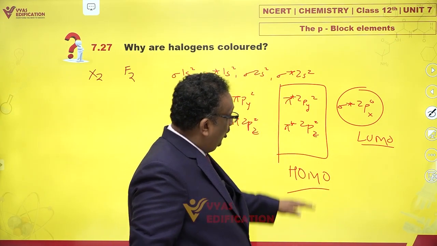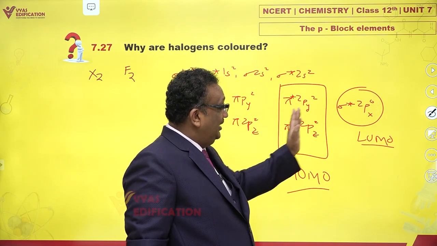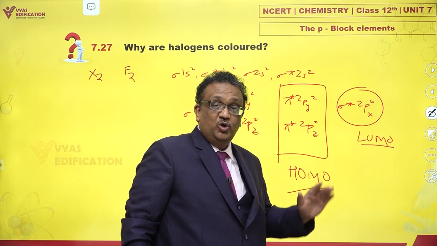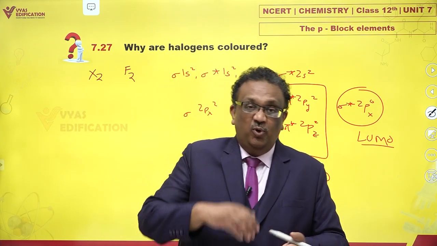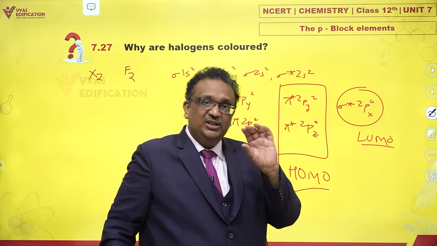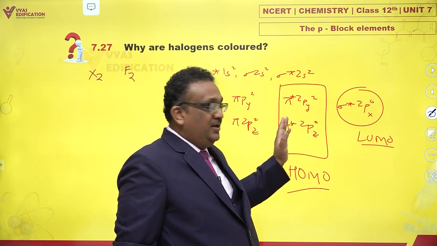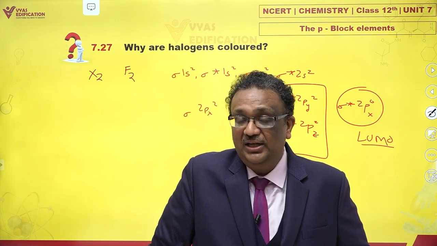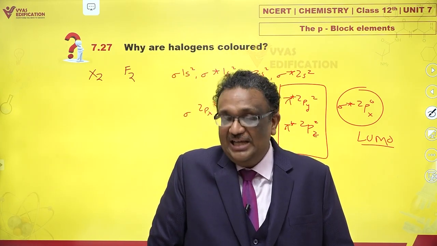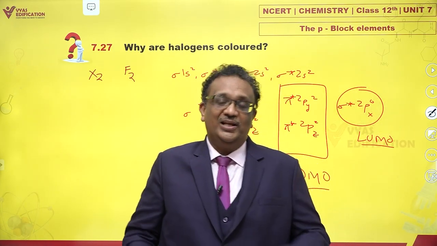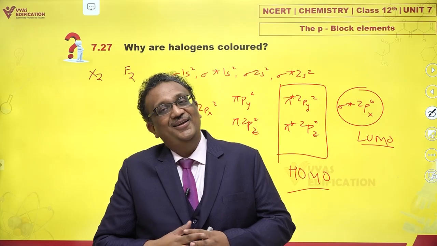As you move down the group, you find that the energy difference between the highest occupied MO and lowest unoccupied MO decreases. As principal quantum number increases, you find the energy gap decreases. So this excitation becomes relatively easier, and the color of the halogen keeps on becoming more and more intense on moving down the group. This, my dears, is the most accurate explanation of why halogens are colored.